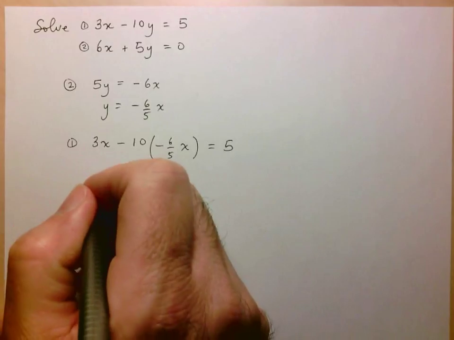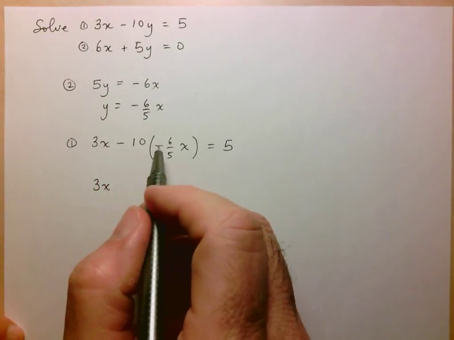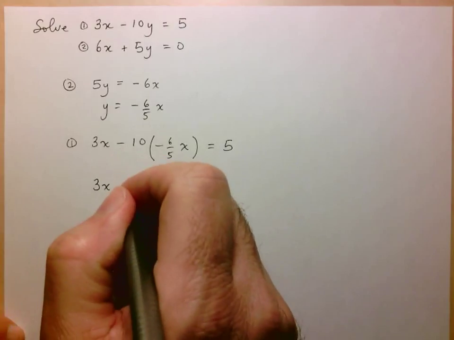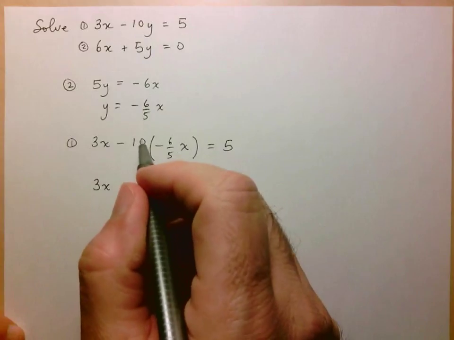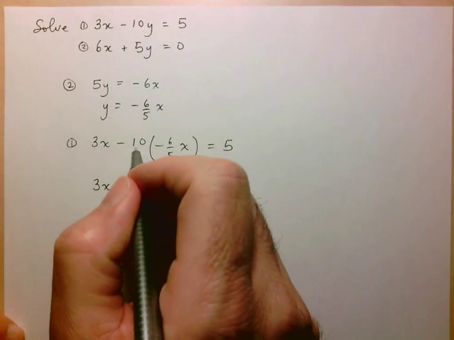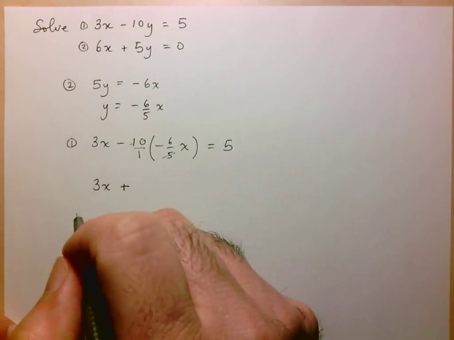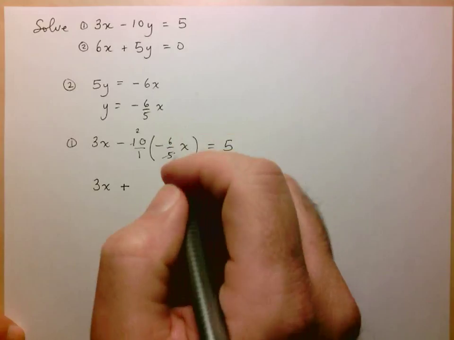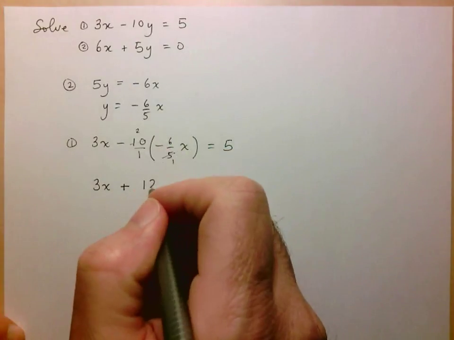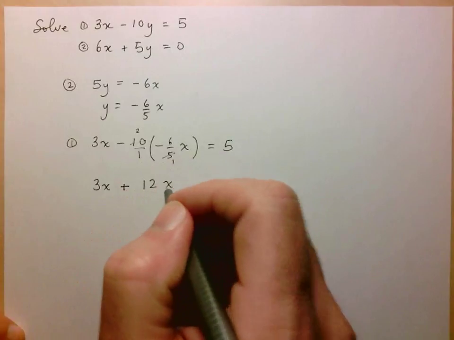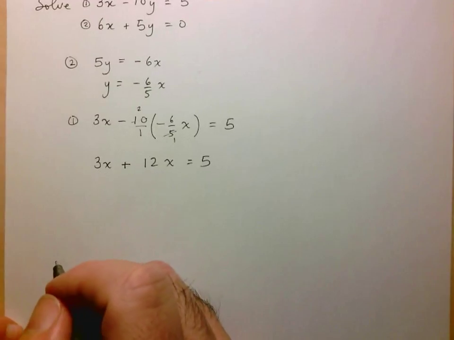Okay, so step 1 is to simplify. Here I'm multiplying a negative times a negative, so that means that's going to give me an addition. And here I'm multiplying 10 times 6 over 5. Remember that's like 10 over 1 times 6 over 5, so I can simplify the 10 and the 5, which is just equal to 2 over 1. So we're left with 2 times 6 is 12, 1 times 1 is 1, x equals 5.